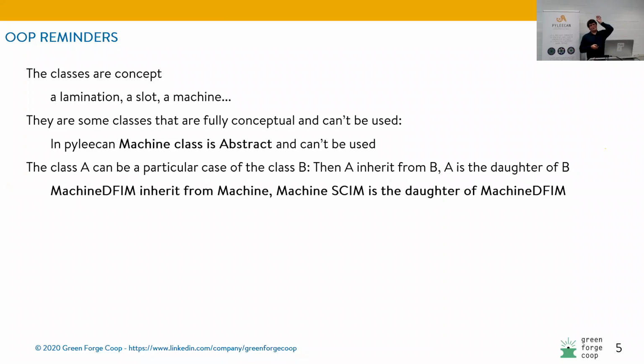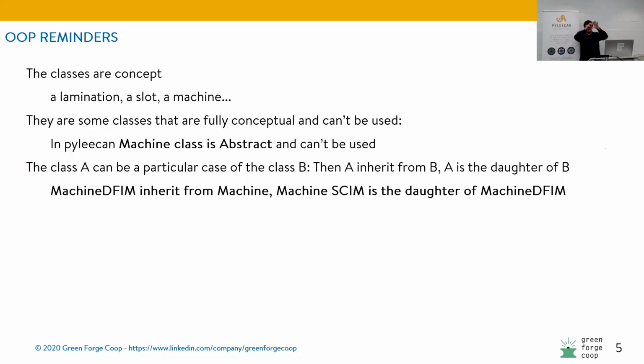The idea is that you have the machine class on the top, and then on the bottom, you have doubly fed induction machines, for instance, which correspond to something more representative of what can be a real machine within Pyleecan. And the idea is that we say that the doubly fed induction machine is a particular case of machine. So doubly fed inherits from machine, and we can also say that doubly fed is a daughter of machine.